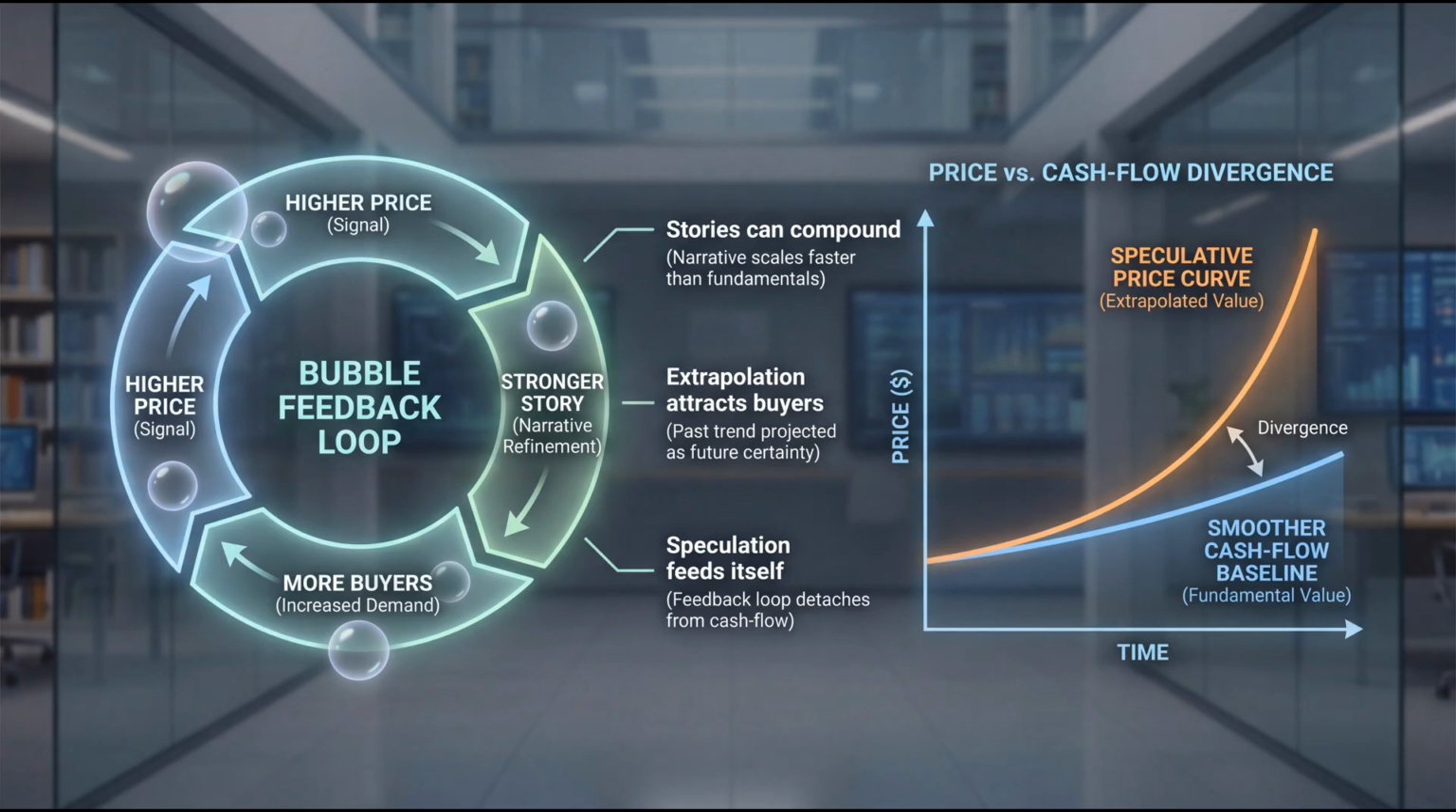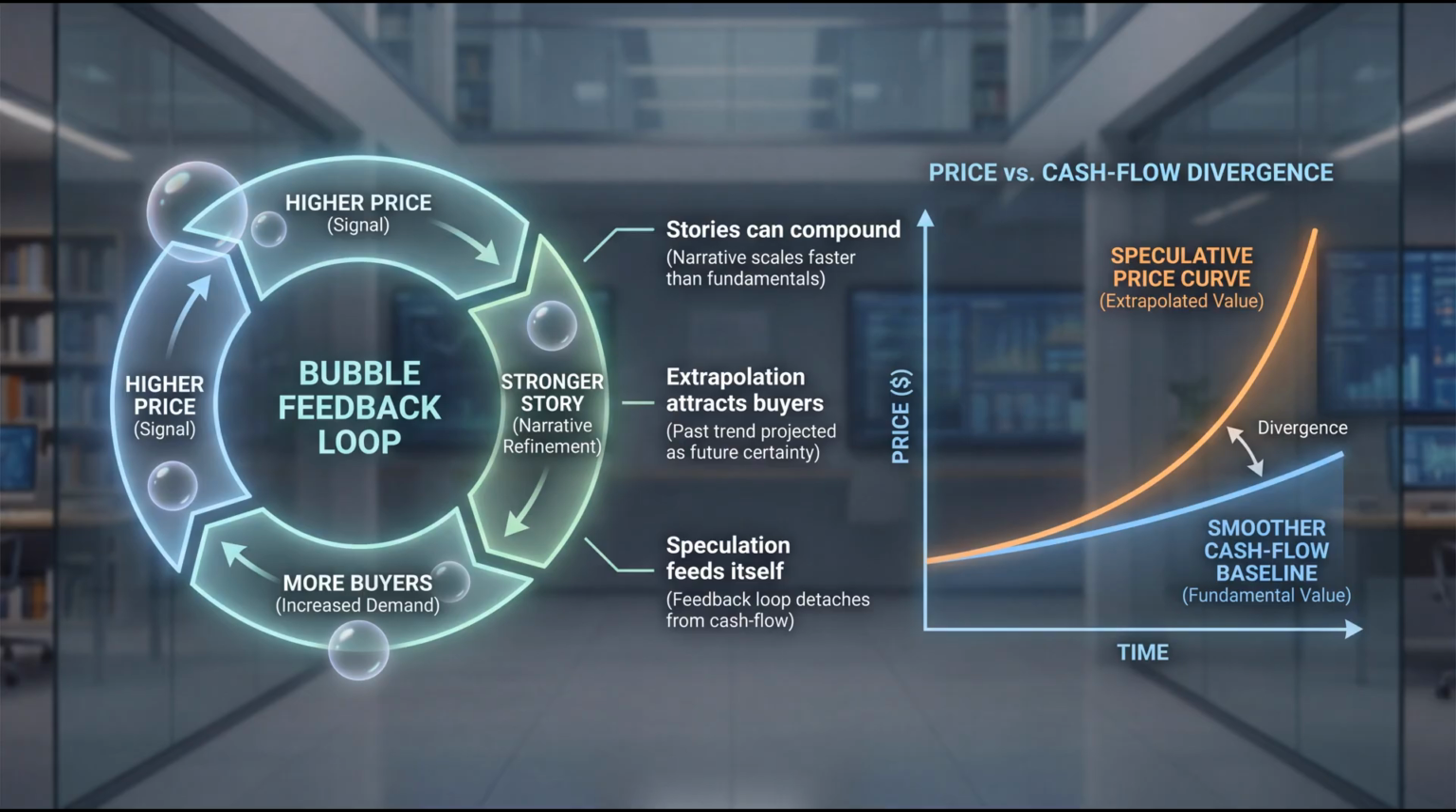That loop is the bubble mechanism. Higher price leads to a stronger story. A stronger story brings in more buyers. More buyers push the price higher again. The loop can run in reverse. Falling price leads to a broken story. A broken story can force selling. Forced selling can push the price lower again.